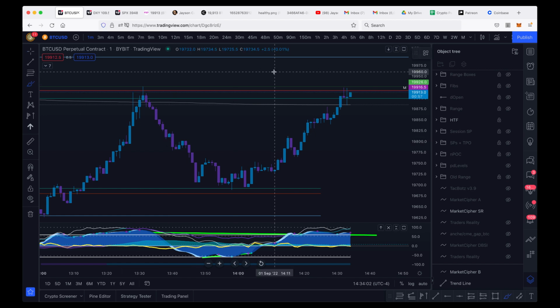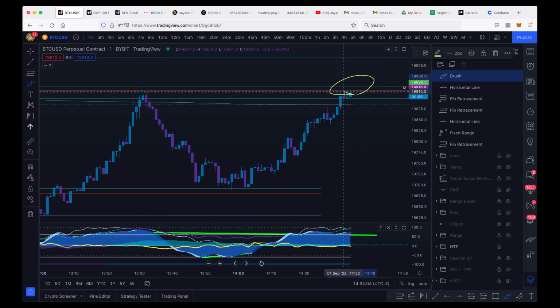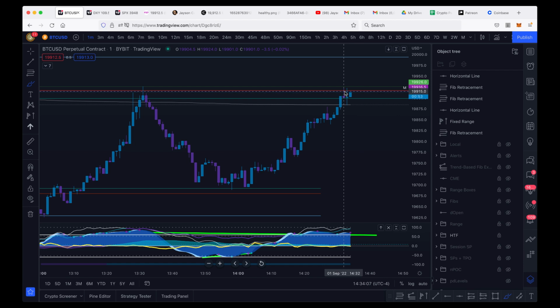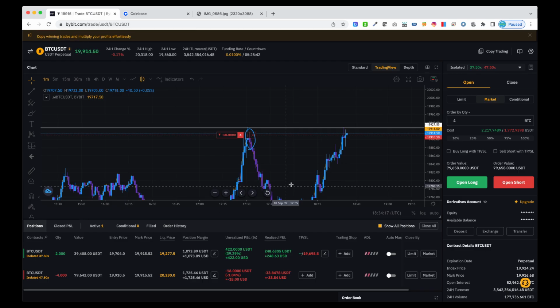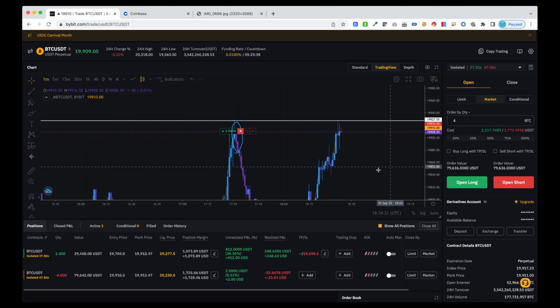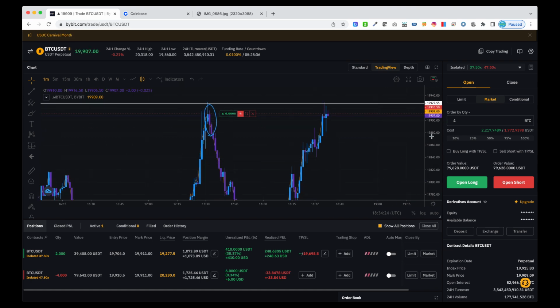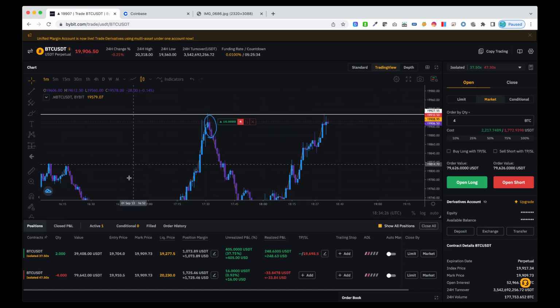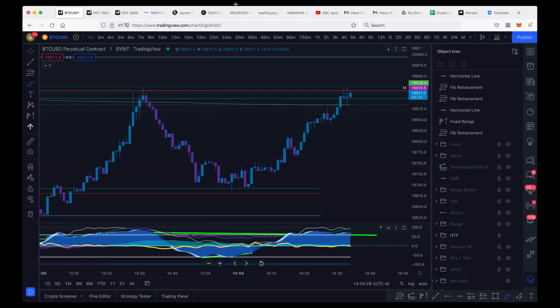Let's see what happens here. We're going to see if we can get the chickens drinking water right here on this next little push to the upside. We might not get that push.